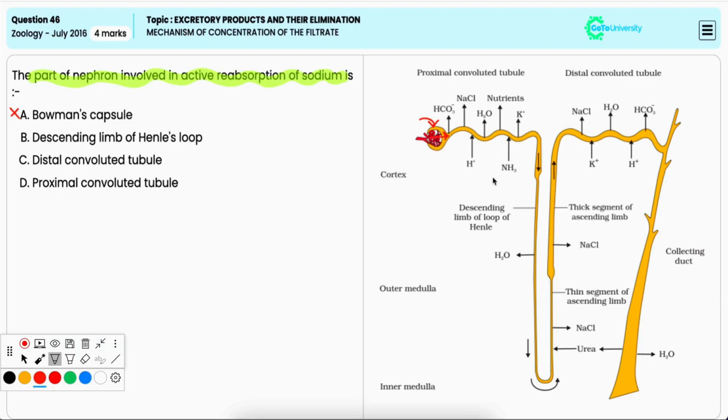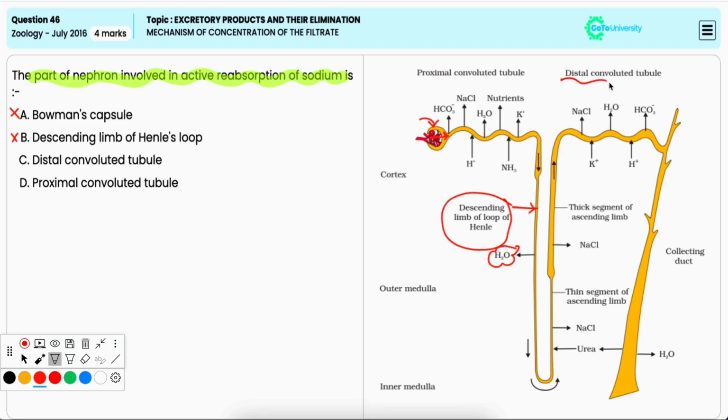Option B, descending limb of loop of Henle. This is also incorrect because the descending limb of Henle's loop is mainly involved in the passive reabsorption of water and not sodium. Option C, distal convoluted tubule.